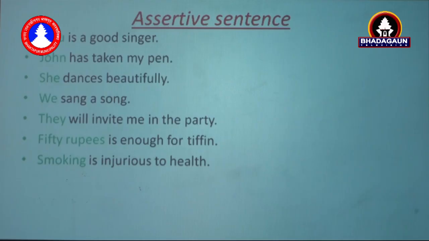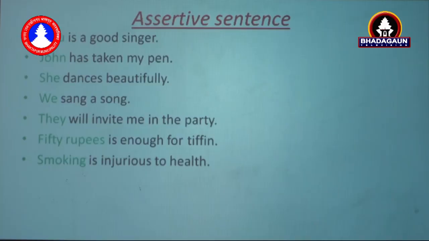These are the assertive sentences. Now, you can see the subject in the sentence. In the beginning, you can see the subject. The subjects are highlighted here. So, in the previous sentence pattern, we did not see the subject in the beginning. Instead of subject, we saw there, Bhavan, please, late, don't, never, etc. But here we see the subjects in the beginning of the sentence.